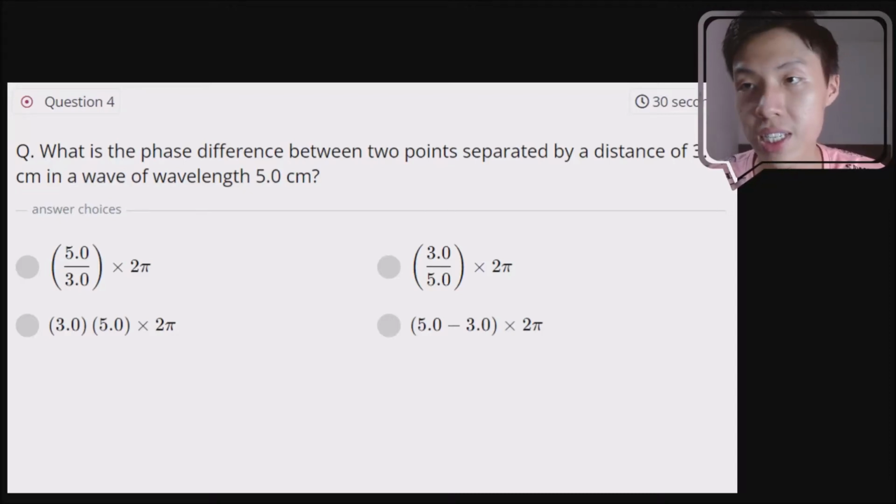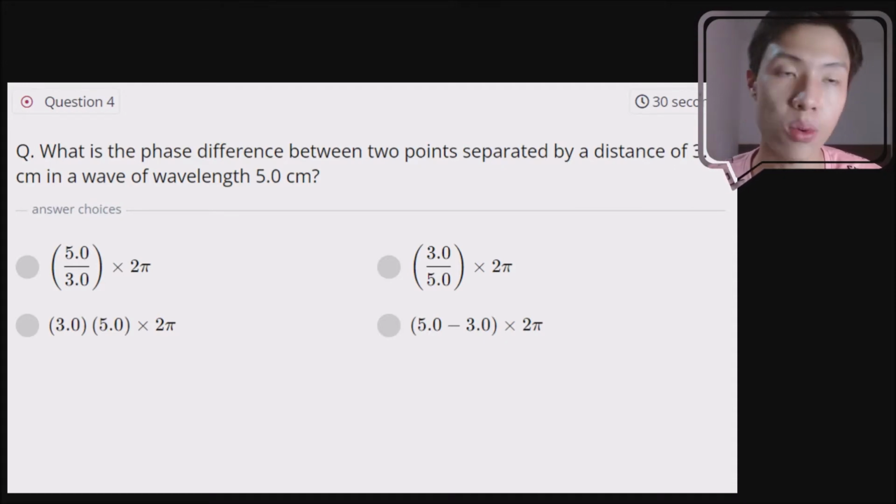Today we'll be discussing quiz chapter 10 section 1 and 2. So quiz C10S12. There are around 7 or 6 questions to discuss here. So let's start with the first question.